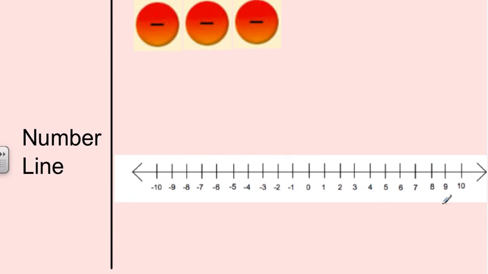I could also show that on a number line. If I started at 0 and I needed 7 negatives, I would have to go this way 7 times. And then if I had 3 more negatives, I'd have to go 1, 2, 3 for a total of negative 10.